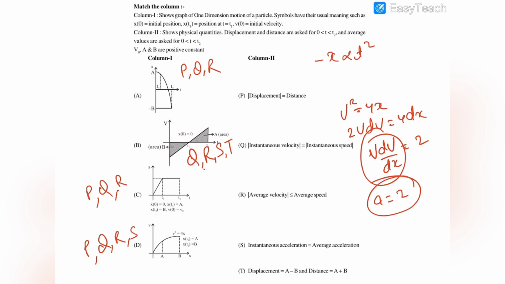And T, that the distance and displacement are different, is wrong for this option. So the only correct answer for option D is PQRS. Okay. Now we move on to the next question.